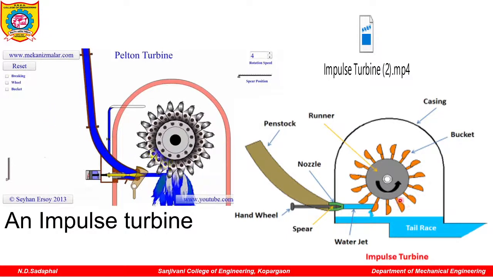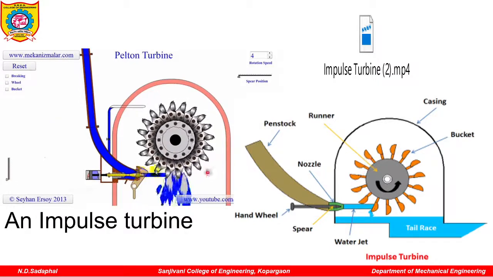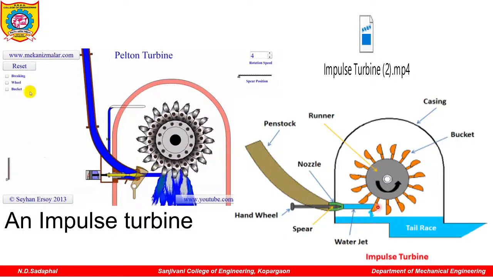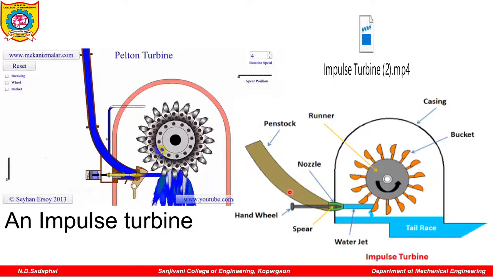Okay, on the right hand side of the picture, you can see these are the buckets. Small semicircle type buckets are there. These are called the blades. And when water from a nozzle strikes the blades, due to the sudden impulse of water the blades will start rotating. Now here only one single jet is there.